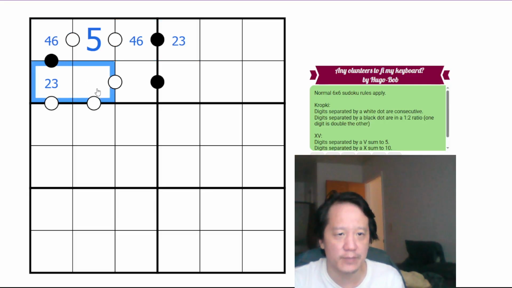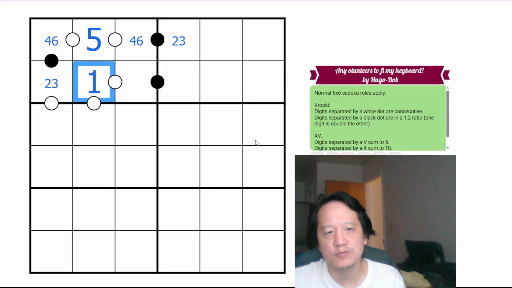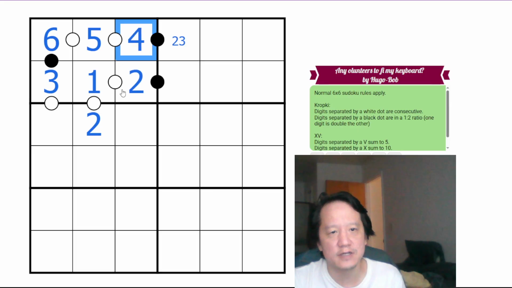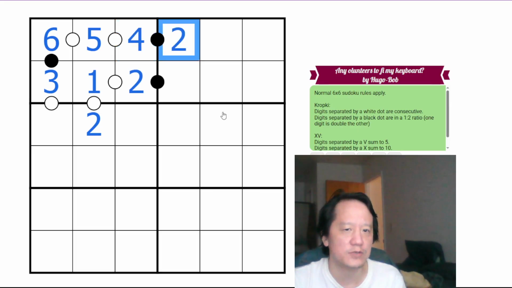2, 3 can't be here because 2 and 3 would be adding up with the other 2 or 3, which would have to be here because there are no repeats in any row or column, and they would add up to 5, which is not possible because there's no V possible in this grid. So this has to be 1 here, which is only consecutive with 2. And therefore, again, that makes this 3, which is in a 1 to 2 ratio with 6. That 6 eliminates 6 there, so it's 4, which is in a 1 to 2 ratio only with 2.